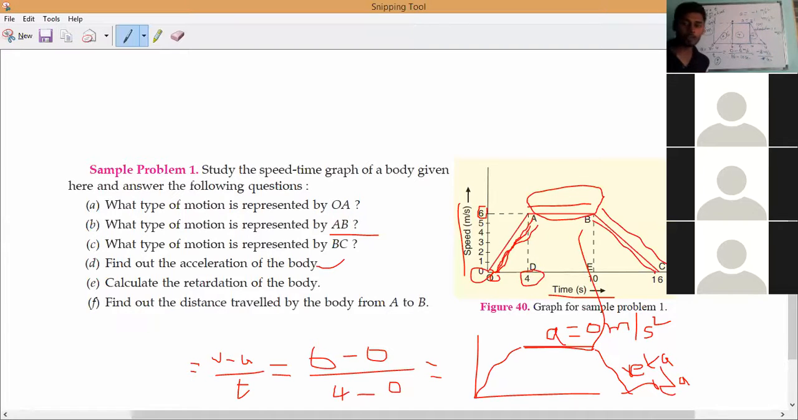I have displayed the graph also. Do it. I am giving you 2 minutes. Find the individual areas, and if you do the sum, you will get the total distance traveled by a body from 0 to C. Do it fast, all of you.